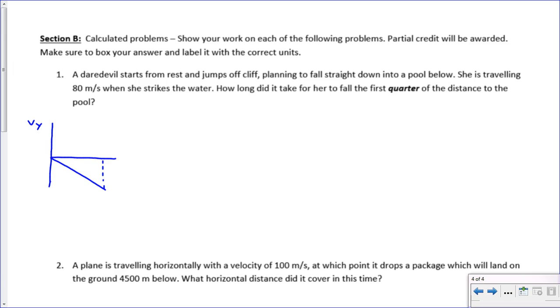We know that this diver has 80 meters per second when she strikes the water. That 80 meters per second goes right here because that is her change in velocity. Then you have to think about how long that would take. Now, we know that change in velocity equals acceleration times time, all right? And in this unit, 10 is the acceleration. So change in velocity ends up equaling 10t, and so t equals the change in velocity divided by 10, which means that the time here is actually 8 seconds on that time axis.